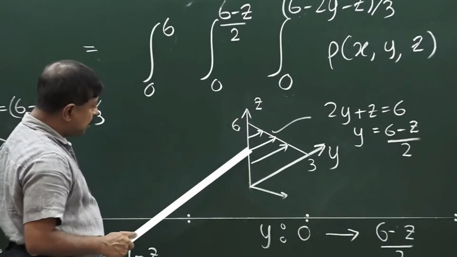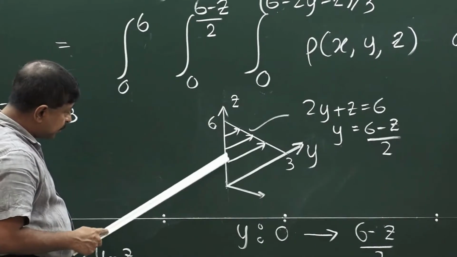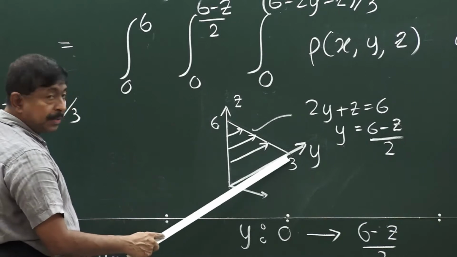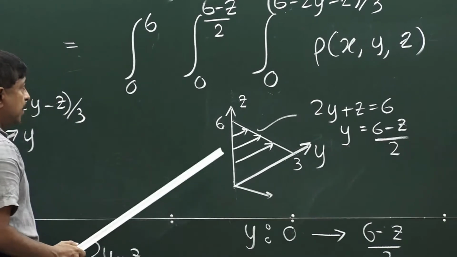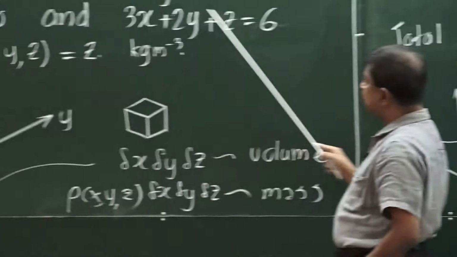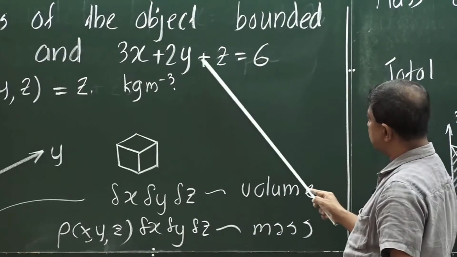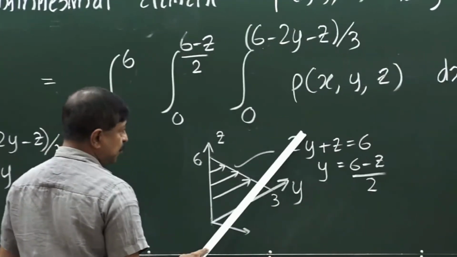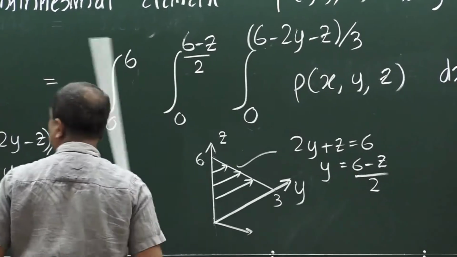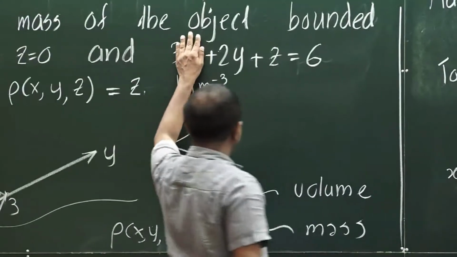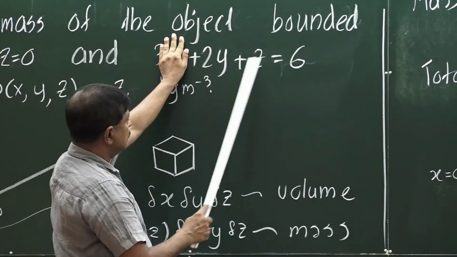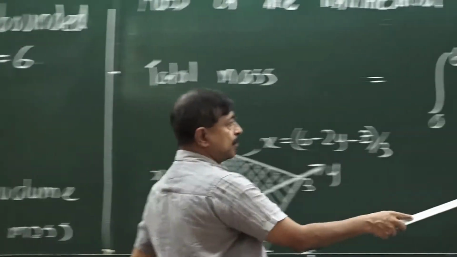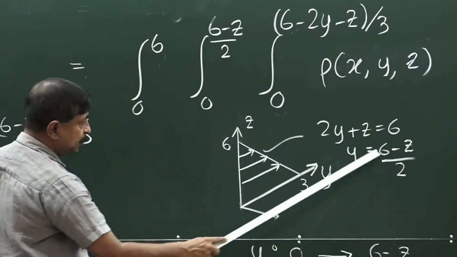Again y goes from this line, here y is equal to 0, to this line. This line can be obtained by taking x is equal to 0 in this plane. So, you have 6 minus 2y minus z. From this, when you plug in x is equal to 0, you will end up with this one. Now, make y the subject. So, you get 6 minus z over 2. So, the equation of this line is this one.